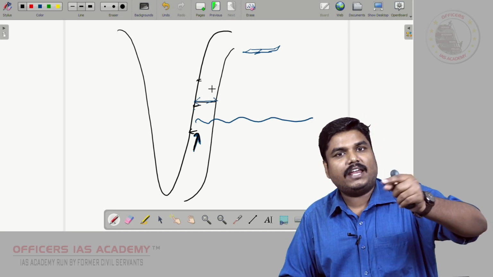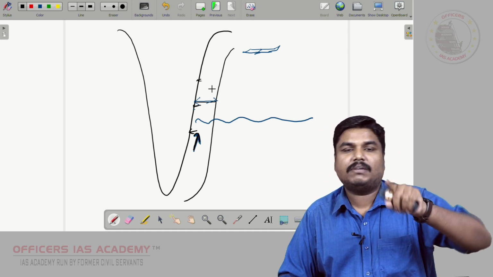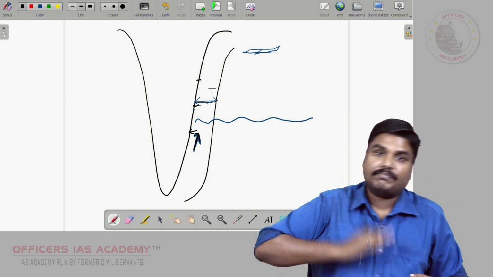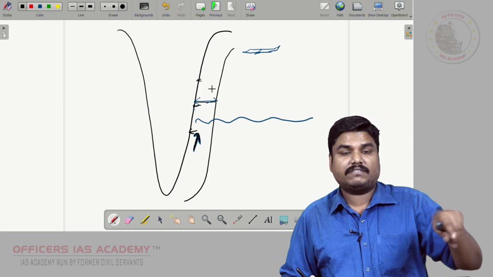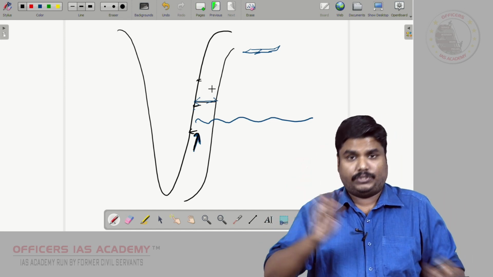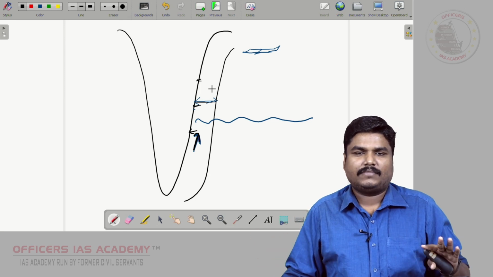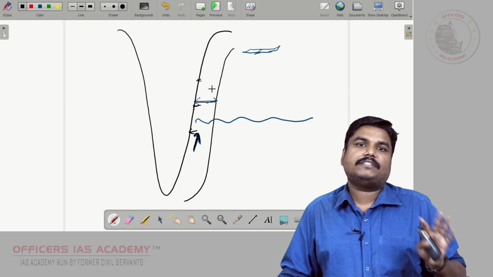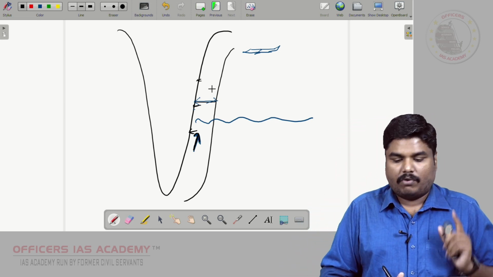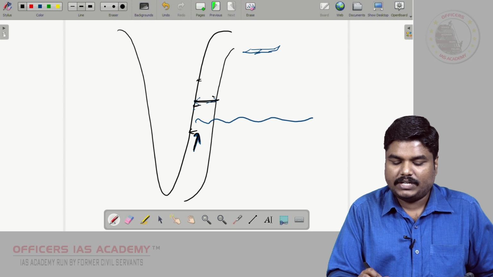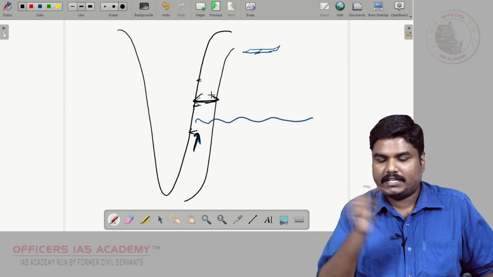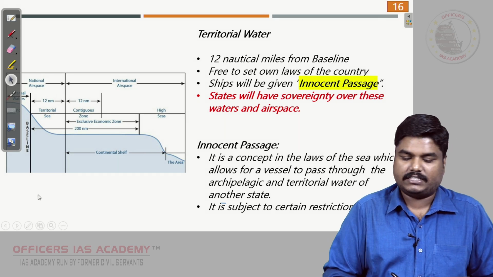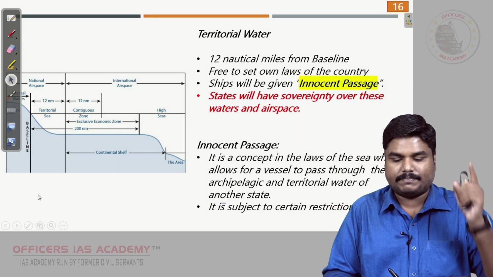They can use this territorial water, but without parking, without anchoring the ships. They can simply move, after getting permission from the government. Usually it will be allowed, there will be no restriction, but if the coastal state wants, they can put some restriction. What you have to keep in mind is that in the territorial waters, complete sovereignty is with the government, with respect to waters as well as the airspace.